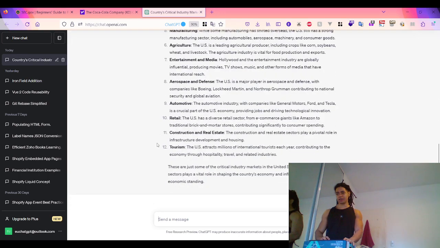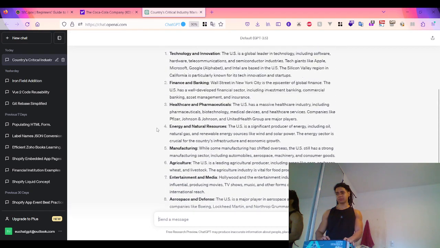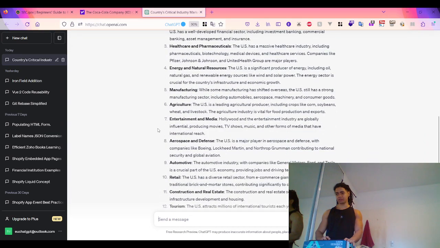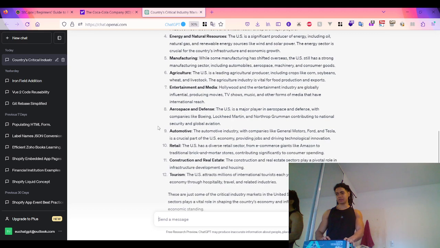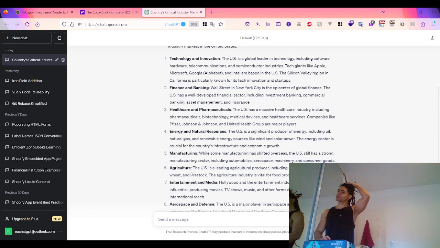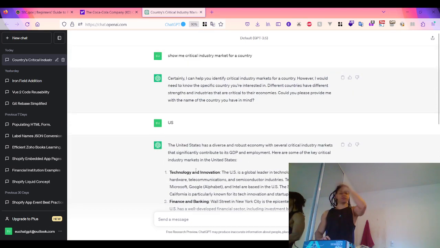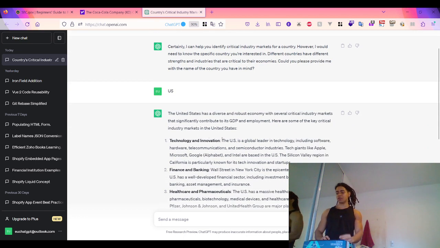Very, very interesting. But there is nothing remotely close to infrastructure. Well, construction and real estate. Okay, that is involved in infrastructure development and housing, and tourism. The U.S. attracts millions of international tourists each year, contributing to the economy through hospitality, travel, and related industries. Okay, interesting. But this is according to ChatGPT's data from September 2021.